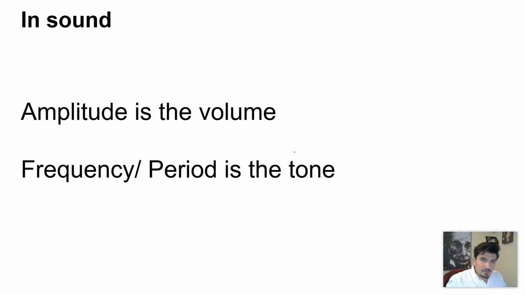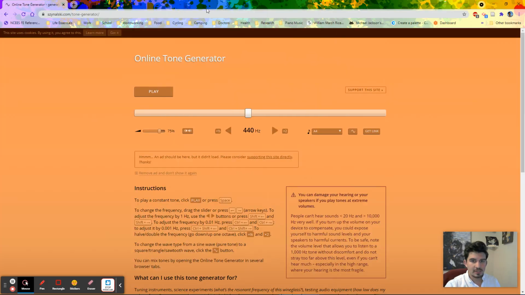You've probably been familiar with waves for a lot longer than you think. When we listen to sounds, we are basically listening to this complex interplay of amplitude and frequency. So when we're talking about sound, amplitude is the volume, and frequency or period is the tone. So I'm going to show you an example of this using an online tone generator.